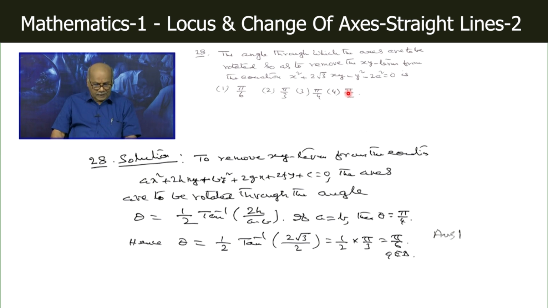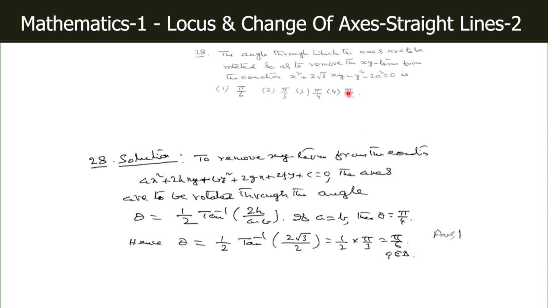So now, in the given equation, what is h? In the given equation, h is root 3, a is the x square coefficient, which is 1, and b is the y square coefficient, which is minus 1. So therefore theta is equal to half of tan inverse 2h by a minus b, so theta is equal to half of tan inverse 2 root 3 by 2.